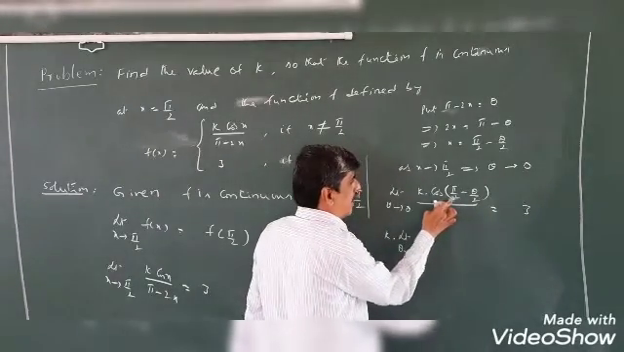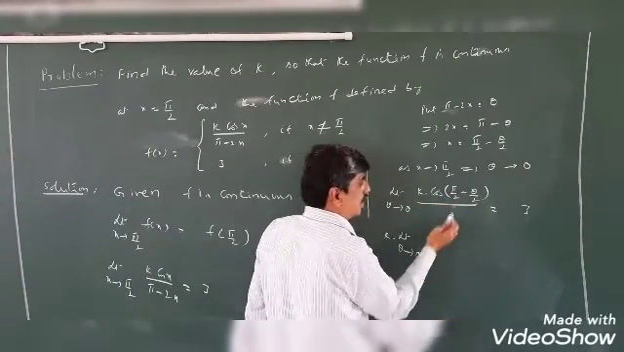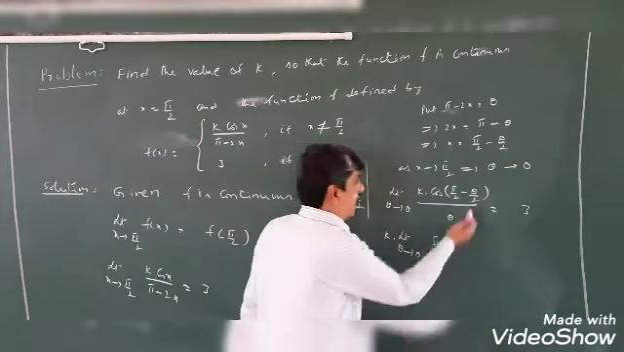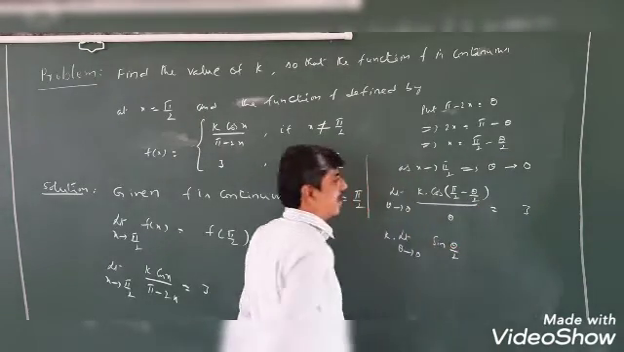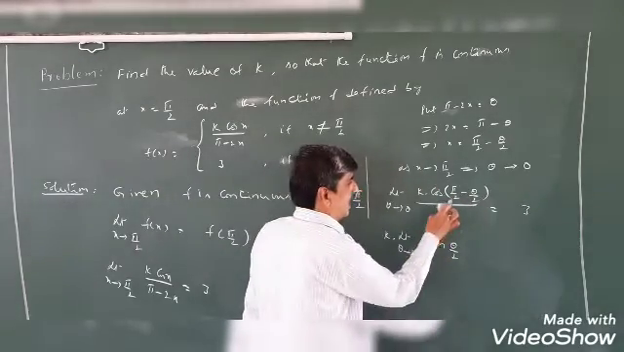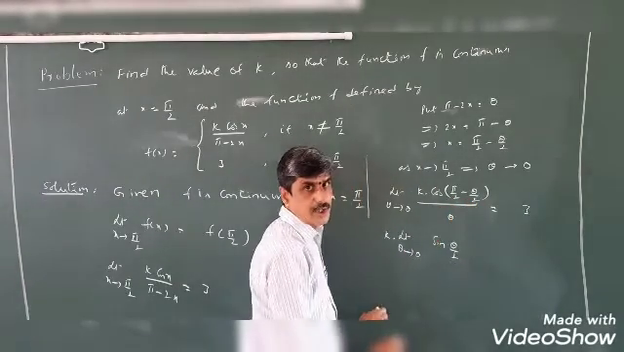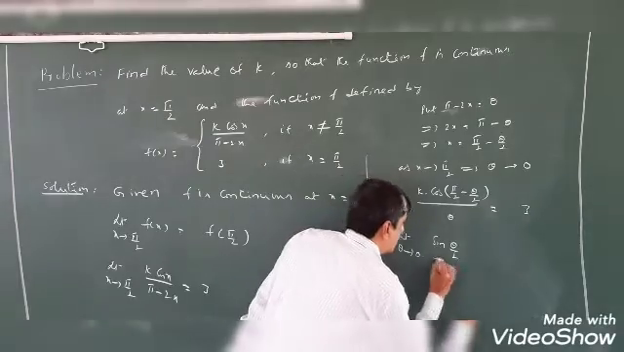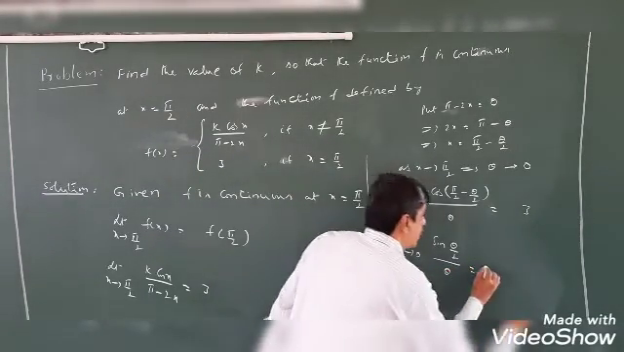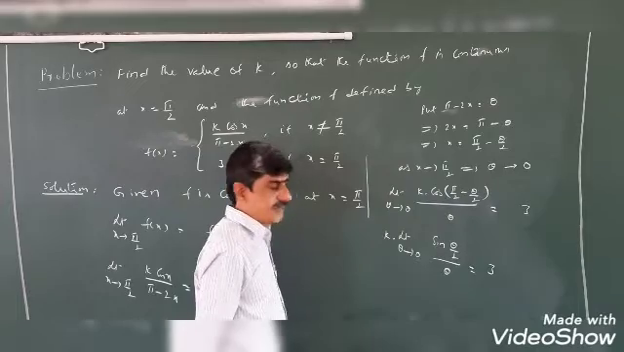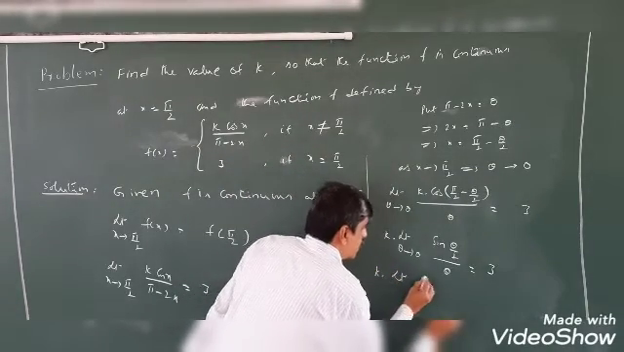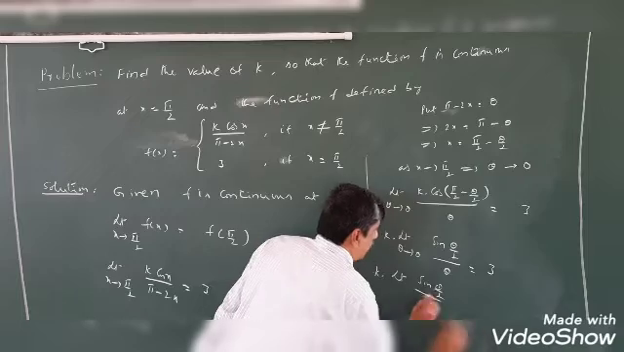Odd multiple of pi by 2 case: cos of pi by 2 minus means cos changes to sin. And here the angle is theta by 2. So pi by 2 minus theta means first quadrant. In first quadrant the trigonometric ratios all are positive. So sin theta by 2 by theta is equal to 3. So k into limit sin theta by 2 here.